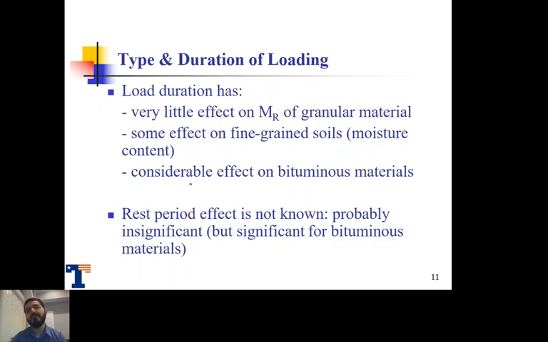The load duration, as you could see from the figure, has very little effect on the resilient modulus of granular materials. It's different from what we're going to see in the next lecture: what's the impact of the load duration on a hot mix asphalt layer? But for the resilient modulus of granular materials, it has very minimal effect. There is some effect, especially on the fine grained soils, because there is moisture content there, but when it comes to the coarse grained soils, not much effect.